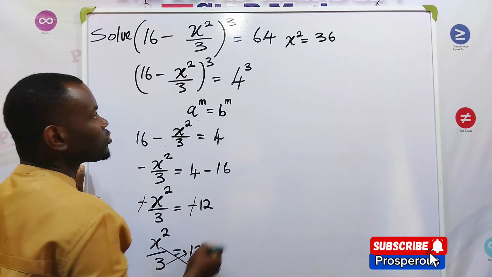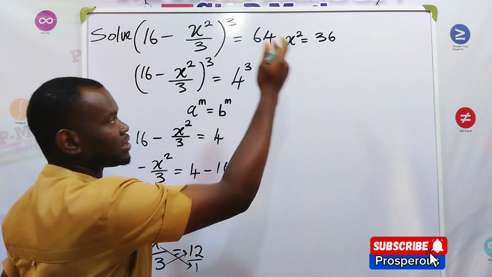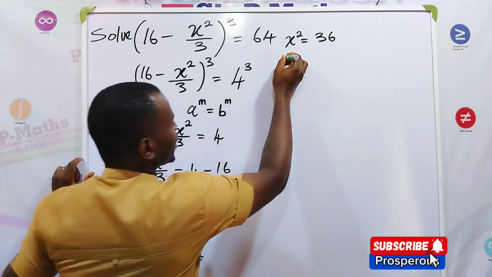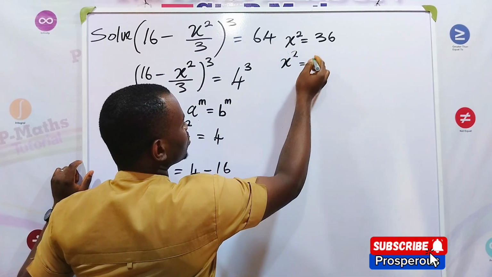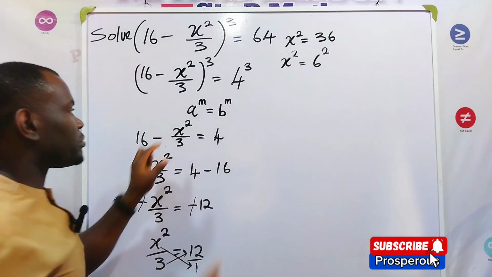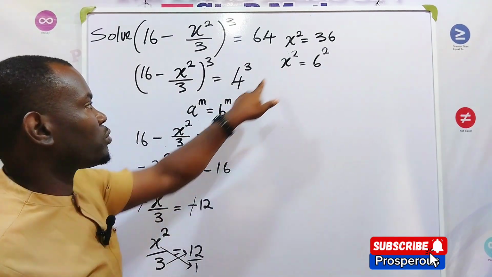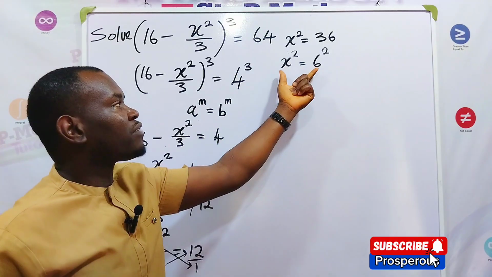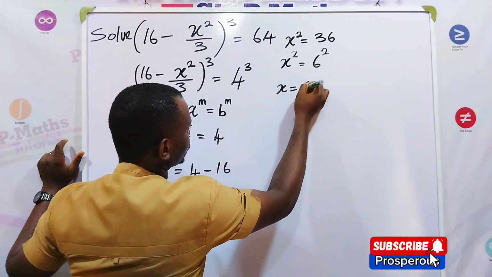Now you know 36 can be written as 6 squared because 36 is a perfect square. So we have x raised to the power of 2 equals 6 raised to the power of 2. Remember this law, it still holds. The powers are equal. We have 2 here and we have 2 here. Therefore, the bases are equal. So we can comfortably say that the value of x is what?